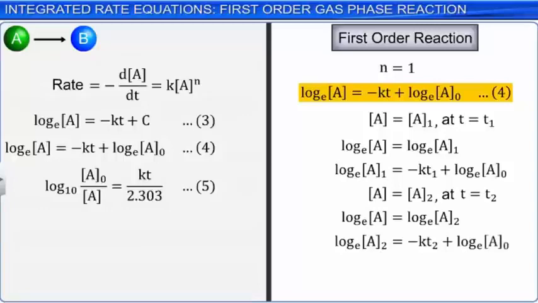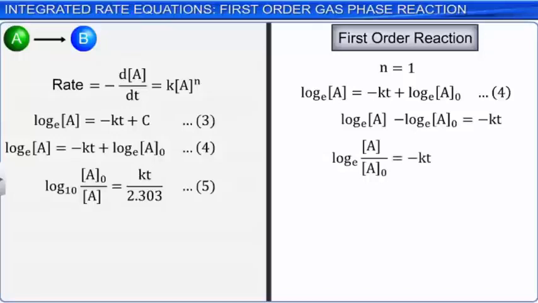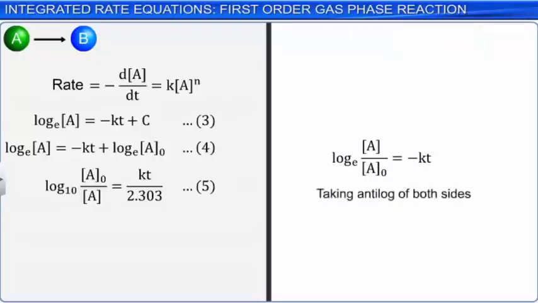We can also represent equation 4 as log concentration of A to the base e minus log concentration of A0 to the base e is equal to minus k multiplied by t, or log concentration of A divided by concentration of A0 to the base e equal to minus k into t. Taking antilog on both the sides, we get concentration of A is equal to concentration of A0 into e to the power minus kt. Let this be equation 6.